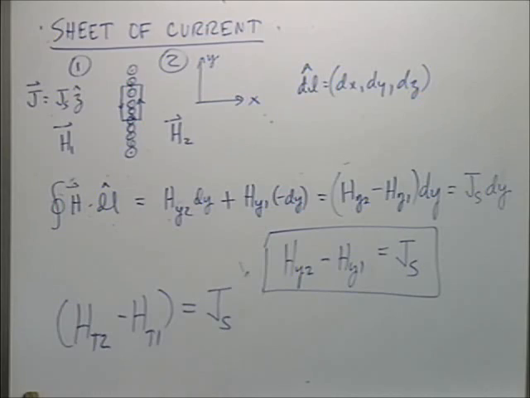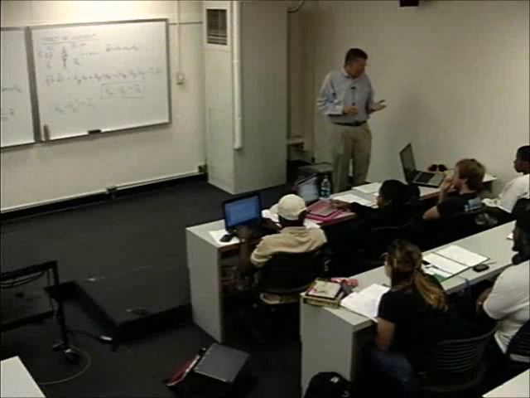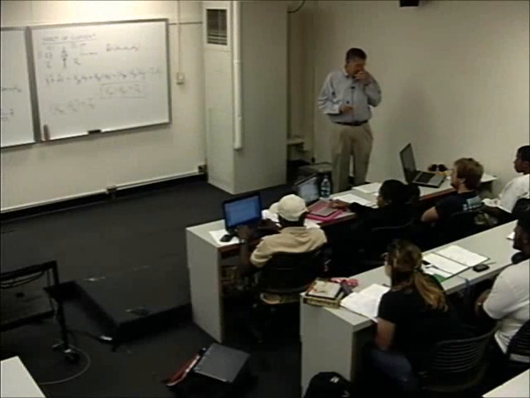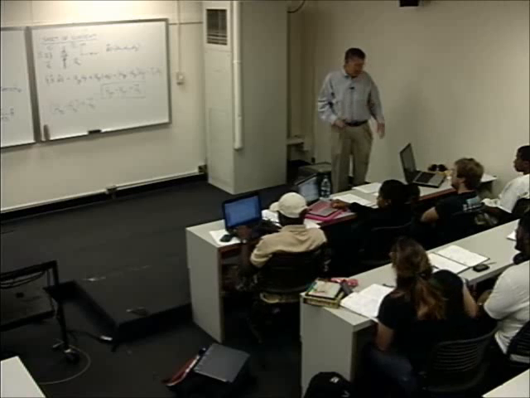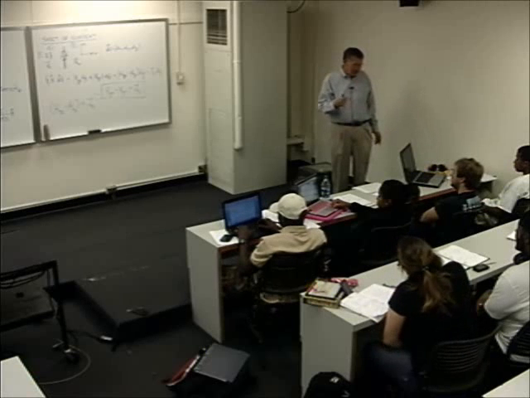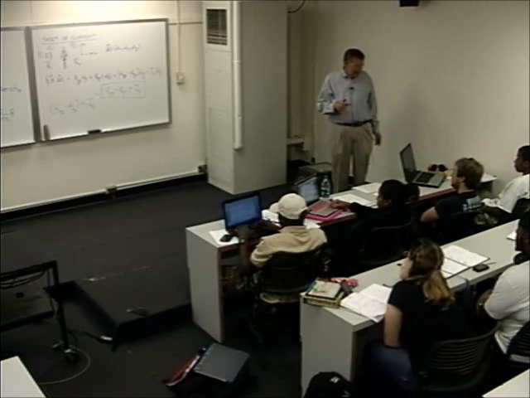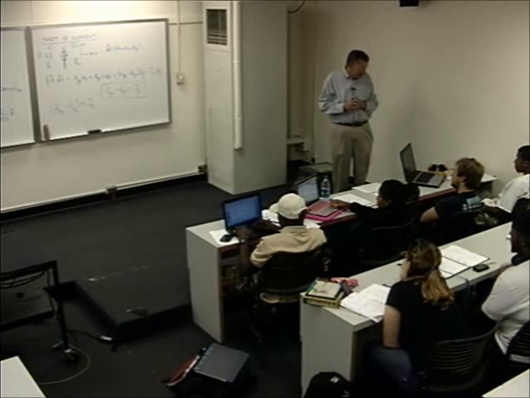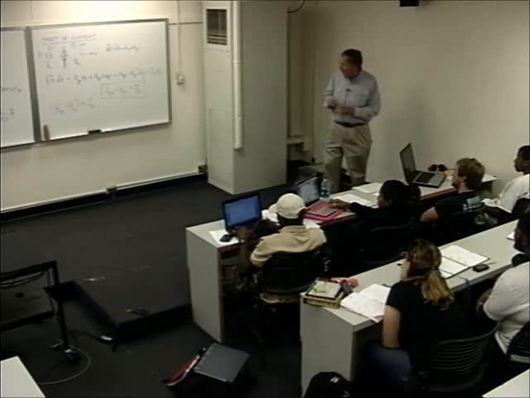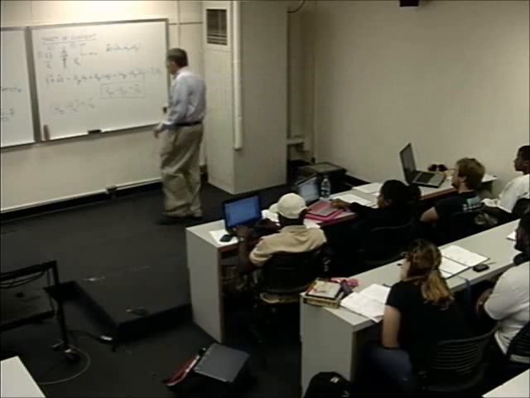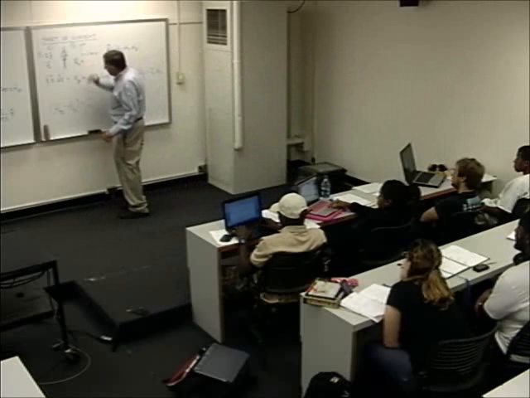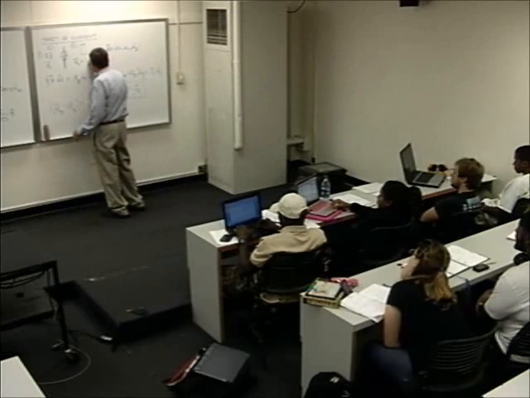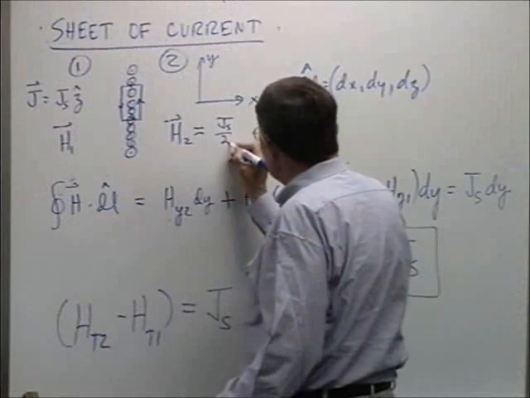If it jumps by, and remember what it was for a sheet of charge. For a sheet of charge, it was the surface charge divided by 2, and here it has to be the surface current density divided by 2, right? So it's a surface current density divided by 2. So H2 is going to be equal to JS over 2.